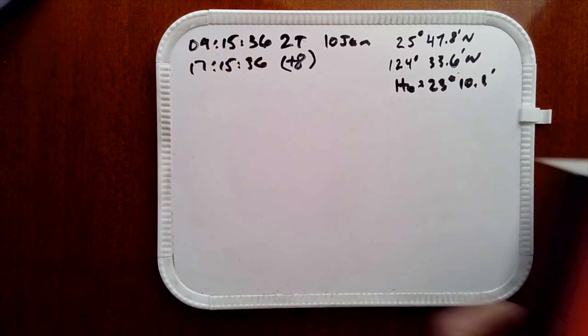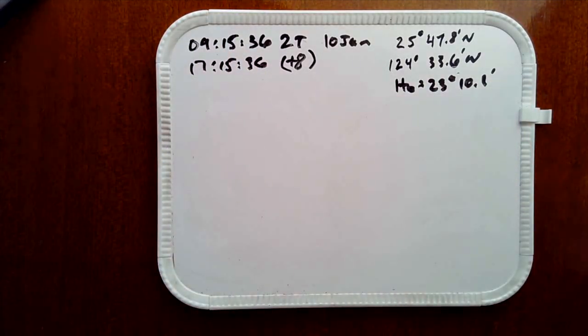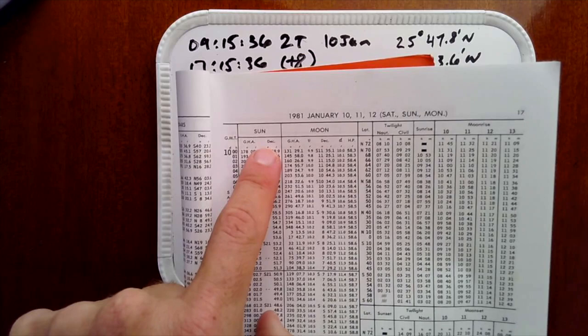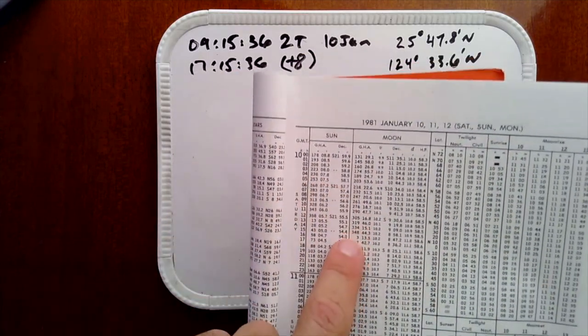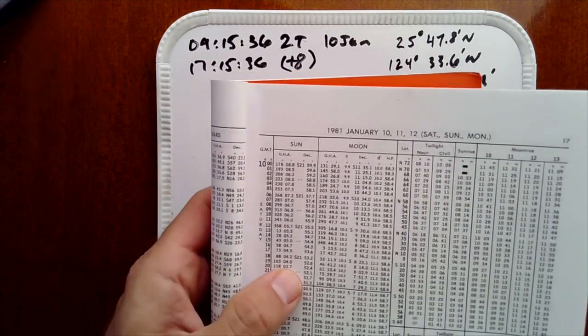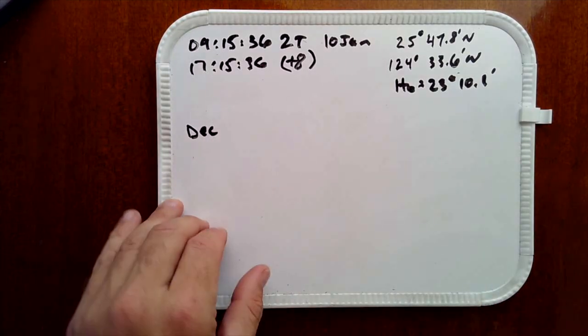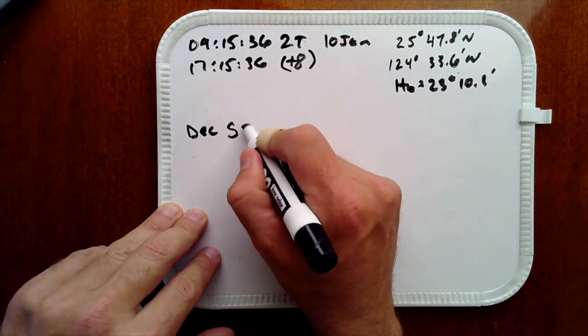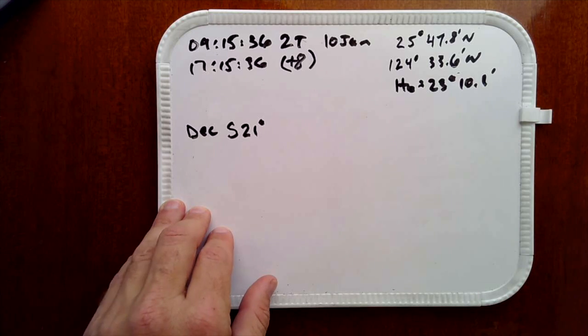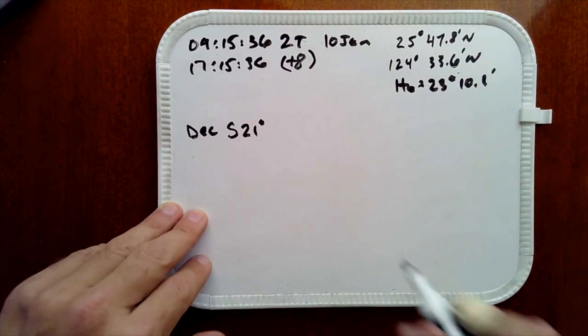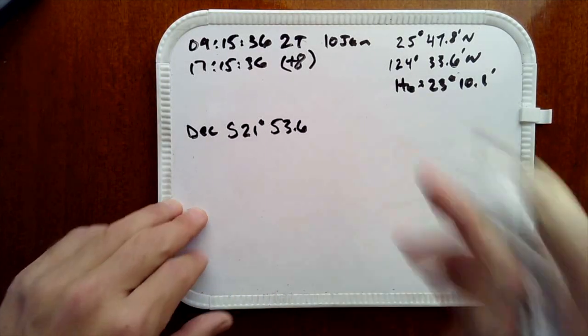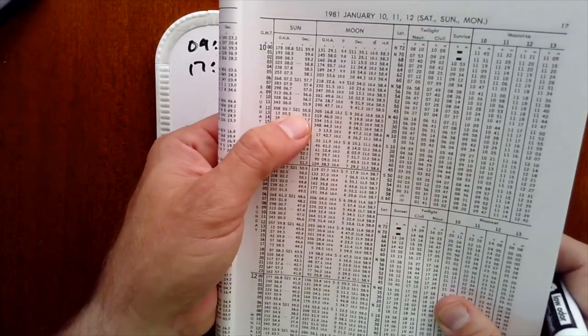So then we're going to go and get the declination and the GHA out of here. So we'll go to 10 January. And we'll need to find the GHA and declination of the sun for the GMT time. So first we'll note the hours, and then we'll note the increments using the increments and corrections pages. So for the declination, the hourly declination is south 21 degrees, 53.6. All right, so here's the 21 degrees, 53.6.